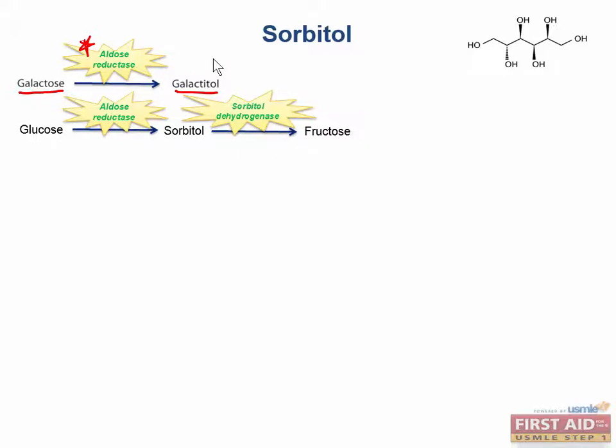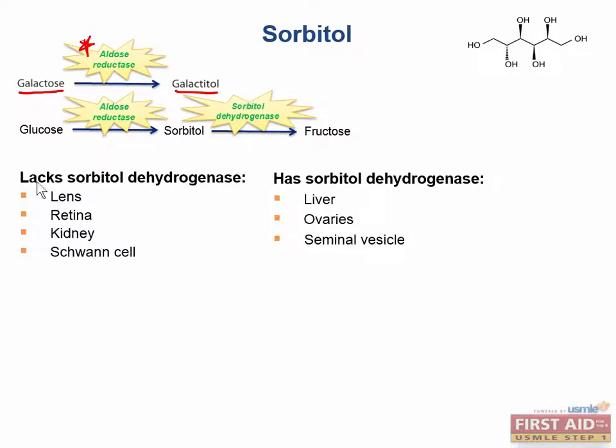Not all cells in the body have this enzyme sorbitol dehydrogenase. So some lack sorbitol dehydrogenase and some have it. Fortunately, our liver, ovaries, and seminal vesicles all contain both enzymes, aldose reductase and sorbitol dehydrogenase. However, if a tissue lacks the sorbitol dehydrogenase enzyme, so we actually get this crossed out, we're going to have toxic levels of sorbitol accumulate. So we're not able to convert that sorbitol into fructose.